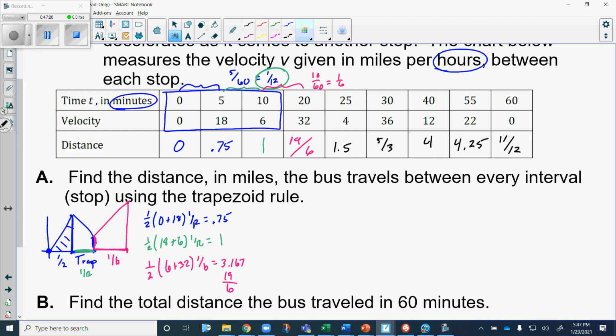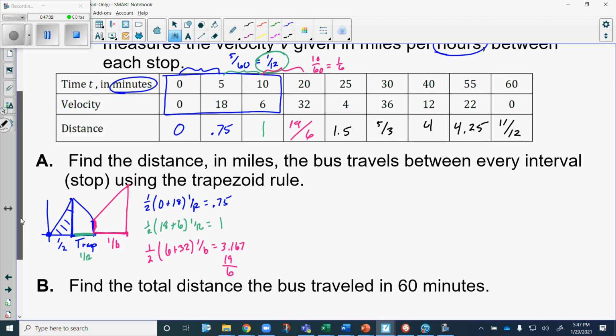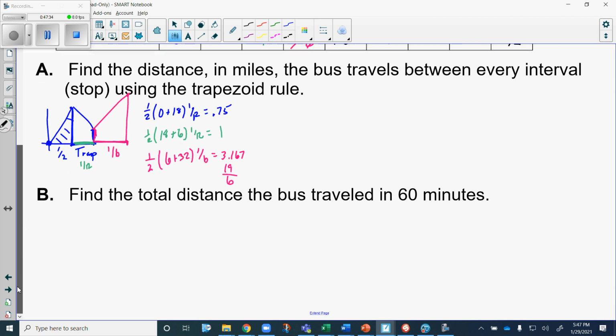where we're just identifying the heights of the trapezoids, the vertical segments, and understanding that delta x is changing, but pay attention that they're giving us different units. We do have to convert the units to work with our miles per hour.